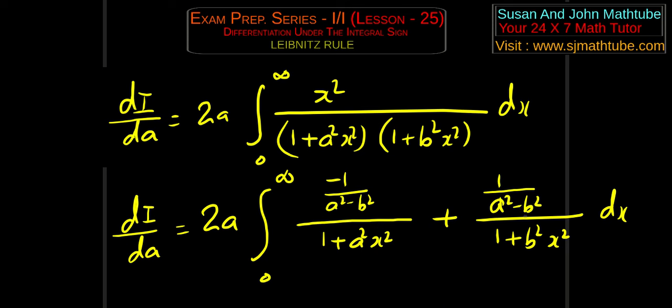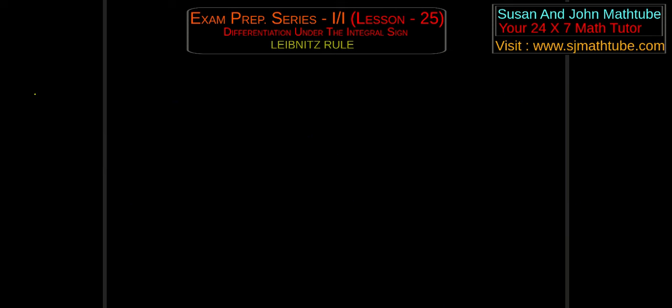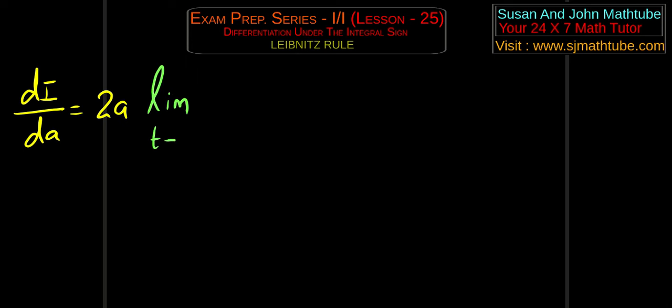So we have something common. Let me take the common and let me cure this improperness. So I'm going to write dI by dA is equal to 2a. Time to make it a proper integral. t tends to infinity, integral 0 to t.